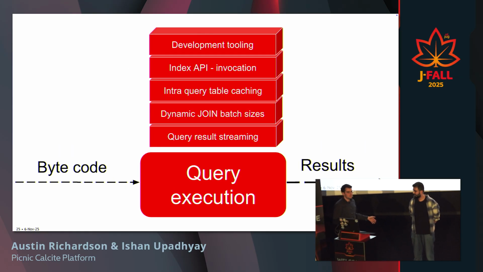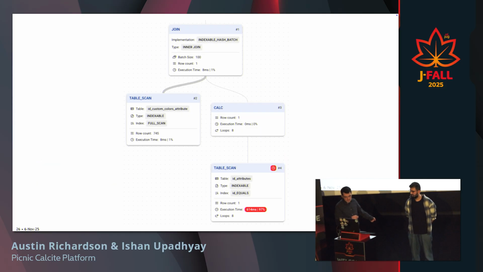Yeah, thanks. So we've got the best plan. What do we do now? We want to execute it. And for execution, we also had to add a bunch of extensions to get what we wanted out of it. And we're going to be looking at a specific one today, which we call dynamic join batch sizes.